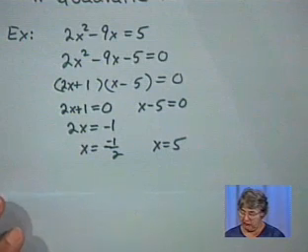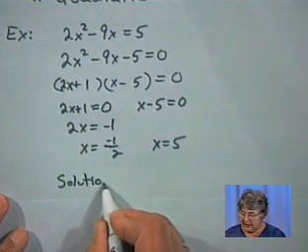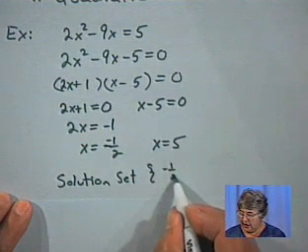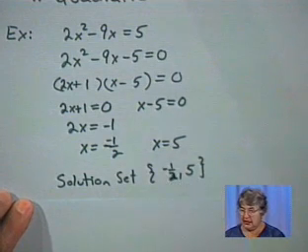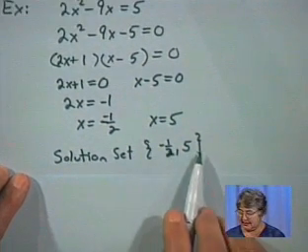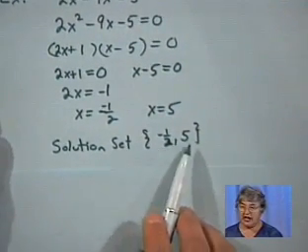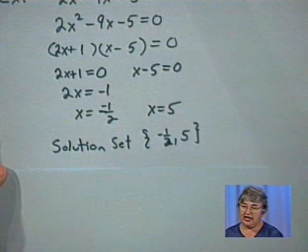We could quickly solve by factoring, and the solution set for this equation then is the set which contains negative 1/2, comma 5. And remember, if you use a solution set, then you need to use braces to enclose the terms that are in that solution set, which in this case would be negative 1/2 and 5.